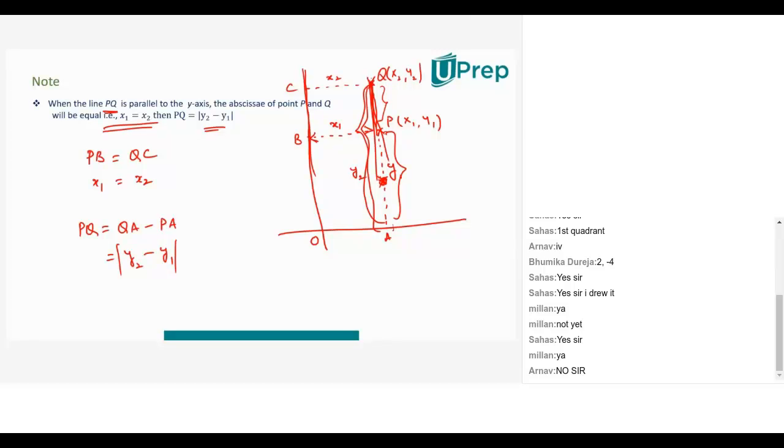Can you remake the diagram? You want me to redraw it? So can you re-explain it, sir, because it's confusing. Yeah, I'll do it.